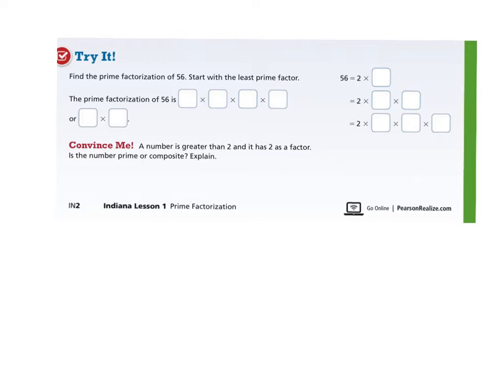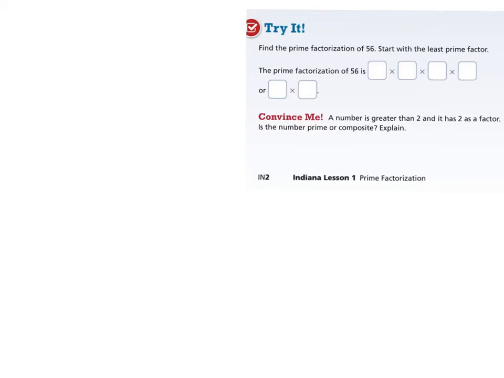So on the try it, they want us to find the prime factorization of 56, and it says start with the least prime factor. What that means is after we've broken it down, we're going to start with our lowest prime numbers and work our way to our biggest prime numbers. The book doesn't really do it the same way, but if you want to, you can go off to the side somewhere or on a separate paper and do a factor tree to break this down. I think the factor trees are easier, but if you want to do what the book's doing, that works too.